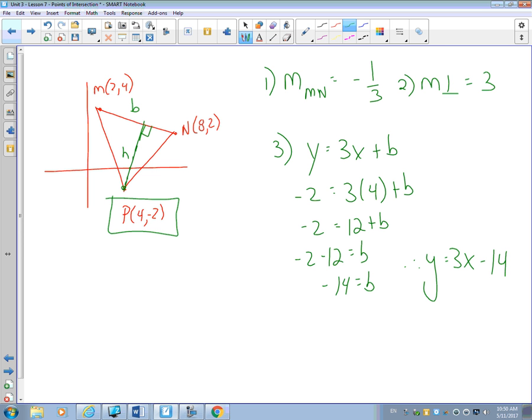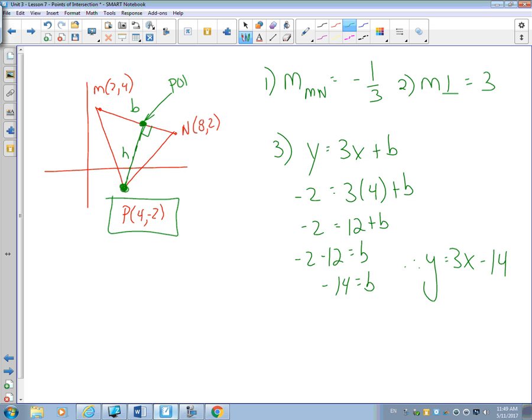But the problem is I didn't really want the equation. I want to know how long it was. So I need to know how long this green line is. I know where it starts. I don't know where it ends. I need to find that point. In other words, I need this POI. To find POIs, I need 2 equations.